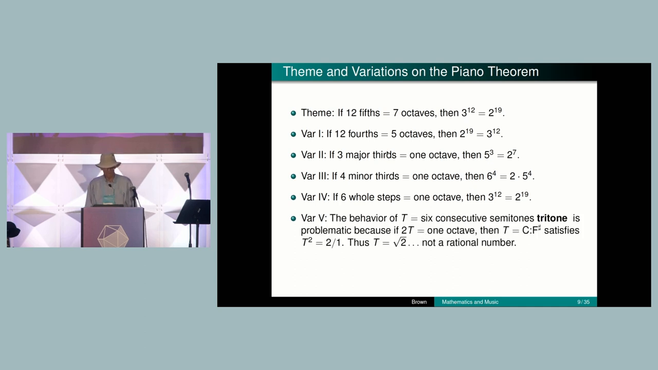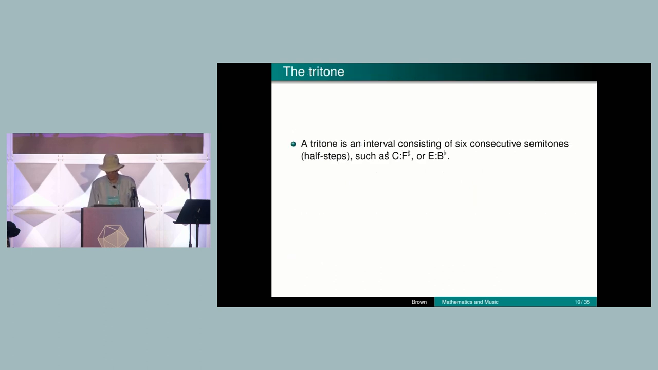Whole steps, you get the original one back. And the tritone, there's some problems with this. Because if you have 2 tritones as an octave, then that says that this tritone, the frequency satisfies T squared equals 2. So T is the square root of 2. And people weren't real comfortable with those square roots back in the olden days. So let's take a closer look.